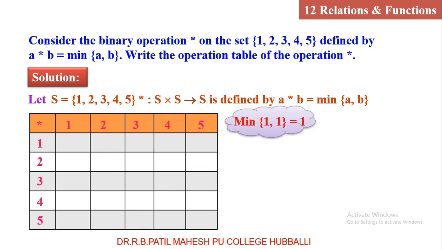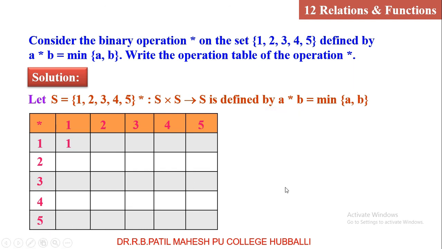Now first, 1 star 1 in the first table, look at the screen. In this I should write 1 star 1. According to this operation, that is the minimum value between 1 and 1. What is the least value? What is the smallest value between 1 and 1? 1 only. So in this first box I should write 1.